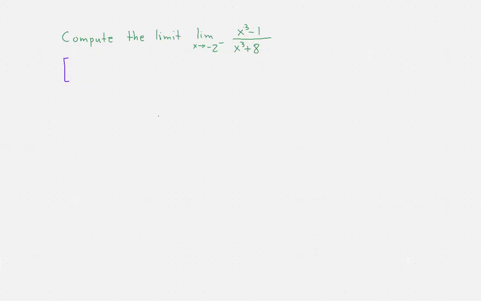So we would like to compute this one-sided limit. It's the limit as x tends to -2 from the left of x cubed minus 1 over x cubed plus 8. So the idea is that if we attempt to plug in directly, then we find -9 over 0. And that immediately implies that we're going to have to deal with an infinite limit.